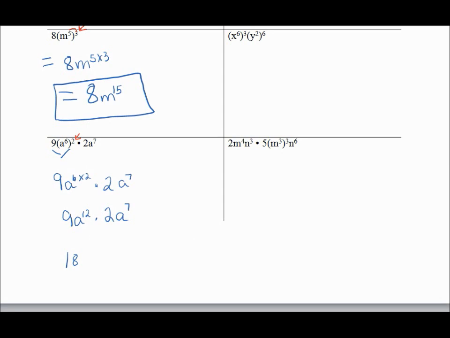And then the rule says if the bases are the same, and my bases are the same, I have an a here and an a there, you simply add the exponents. So this time I don't want to multiply them, I want to add them because this is actually rule number 1 now. So this becomes a to the 19th power because 12 plus 7 is 19. So my final answer is 18a to the 19th power.